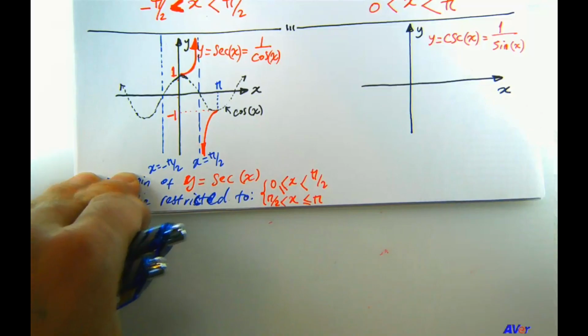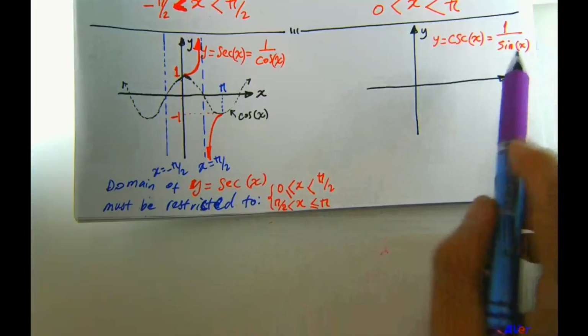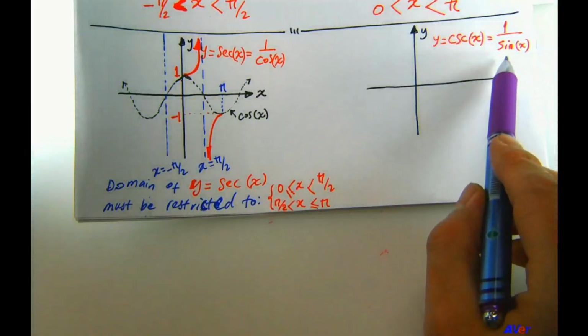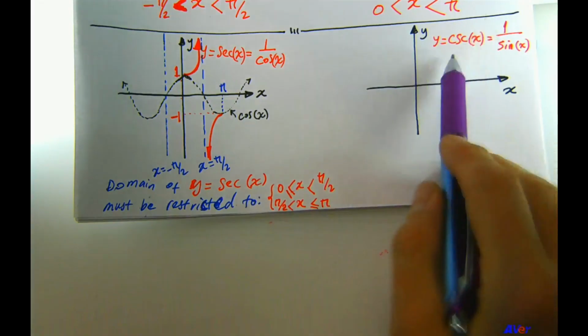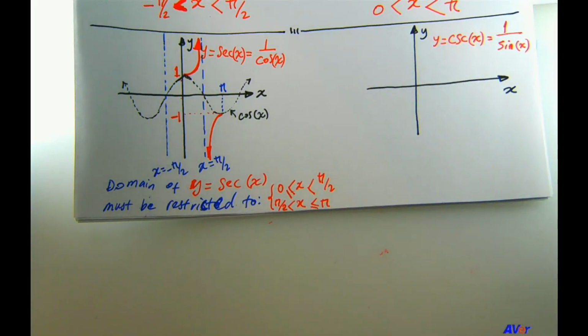That's important. Why? Because this will tell us whenever the sine of x function is equal to 0, which would be at x equals 0, x equals pi, x equals 2 pi, and so on and so forth, the cosecant function has a vertical asymptote because it's undefined at those x values. So let's draw the vertical asymptotes first.